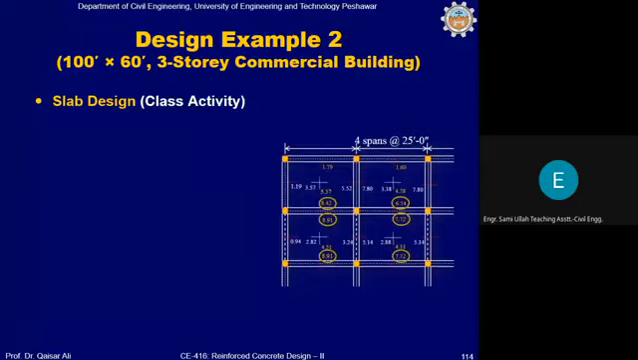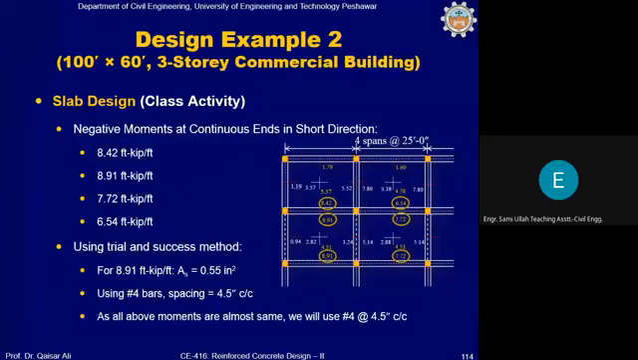Now coming to the negative moment at interior supports along the shorter direction. Okay, so these are the values. You can see these values. These are the negative moments at the interior supports along the shorter direction. These are the 4 values you can see here.